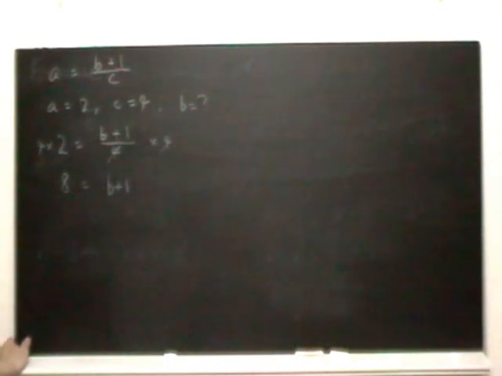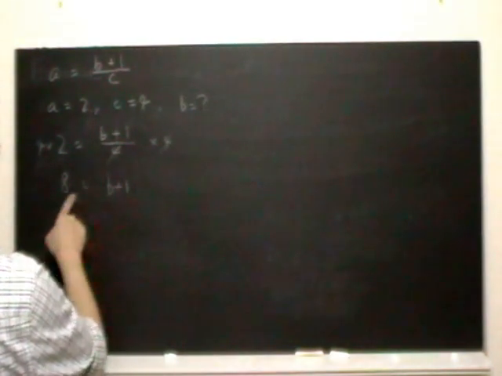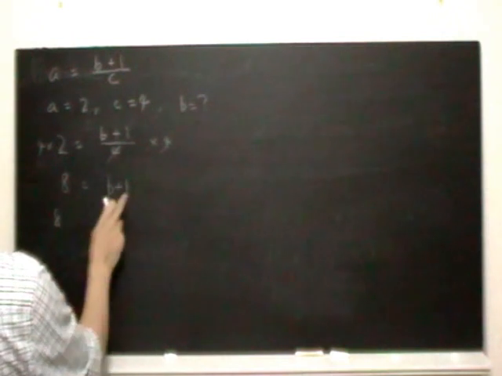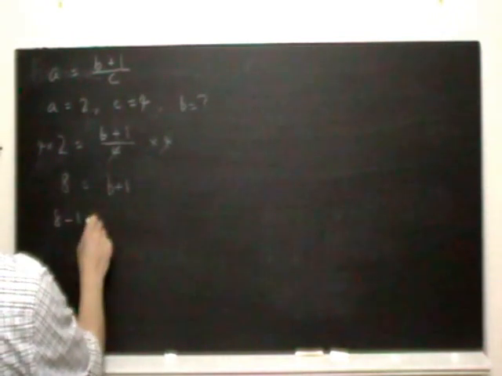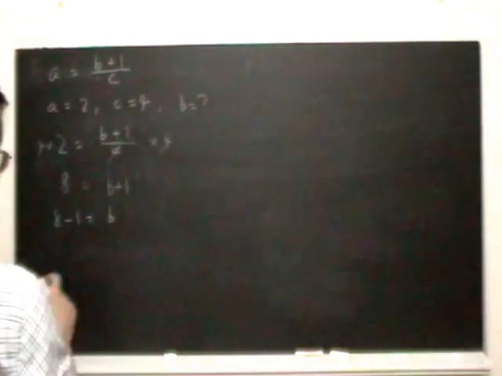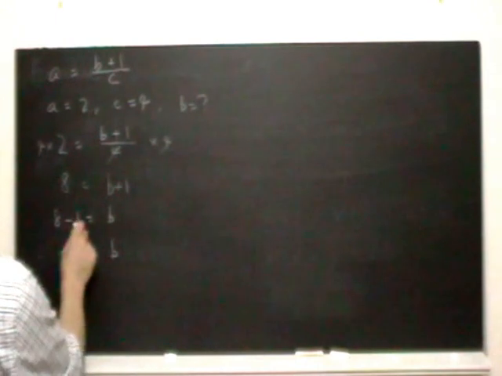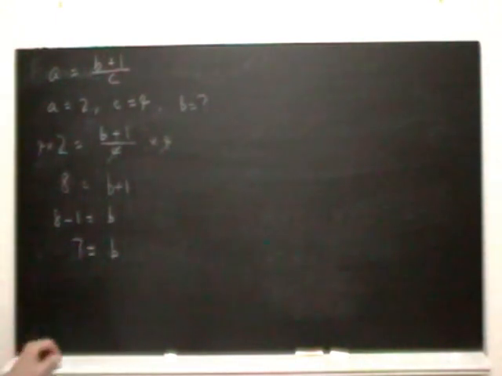It's a lot easier now. Move the 1 to the other side, so the 1 changes sign. Only B left on the right side, and therefore B is equal to 8 minus 1, which is 7. So there we have our answer.